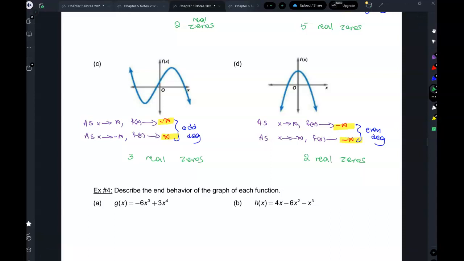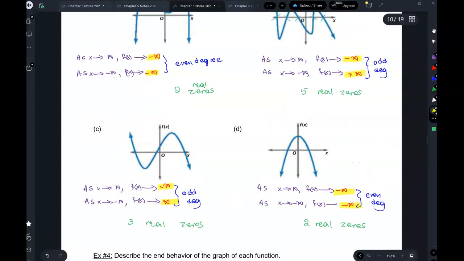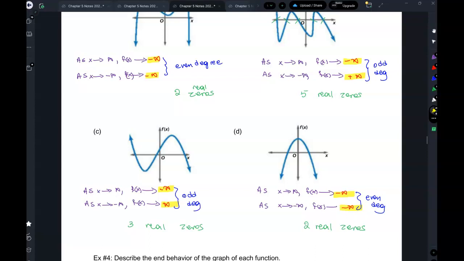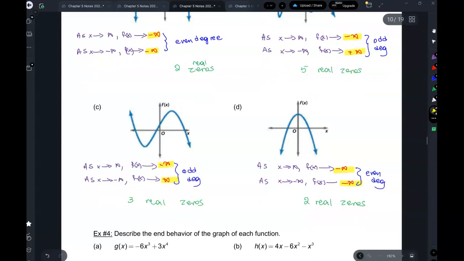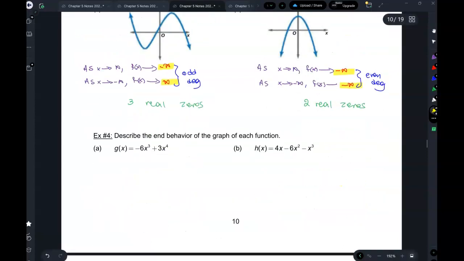Okay? So now, what did we just say? If the degree is even, x to the 2, x to the 4, x to the 6, they both end either both go down or both go up. Okay, like they both end the same place. So take a look at this. It says to describe the end behavior, but we don't have a graph now. Okay? Okay, here's what I want you to do.